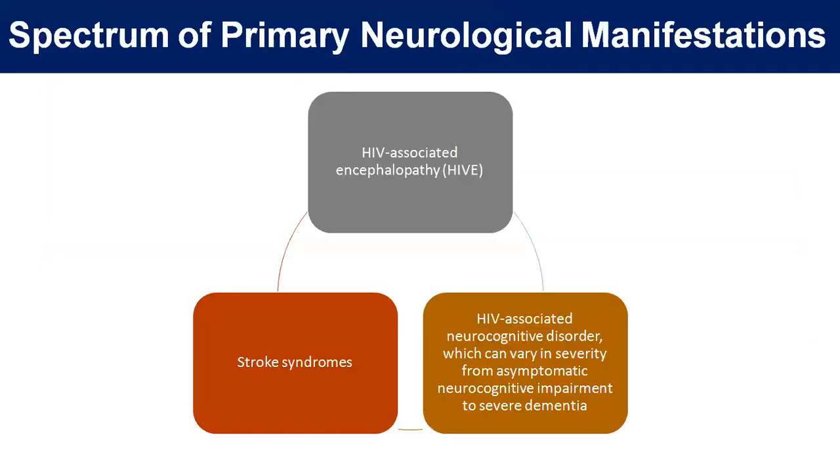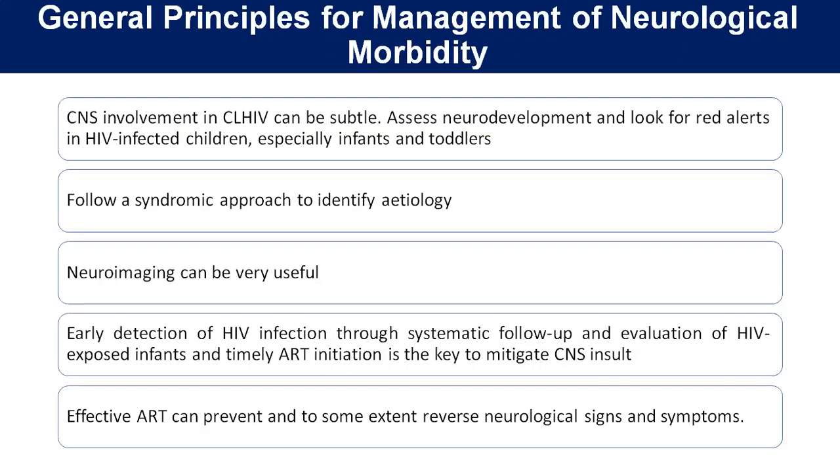So what is the spectrum of primary neurological manifestation? The child could have HIV-associated encephalopathy, could present with stroke syndromes, could also present with HIV-associated neurocognitive disorders, which can vary in severity from asymptomatic neurocognitive impairment to severe dementia. So the general principles for management of neurological morbidity. CNS involvement in CLHIV can be very subtle.